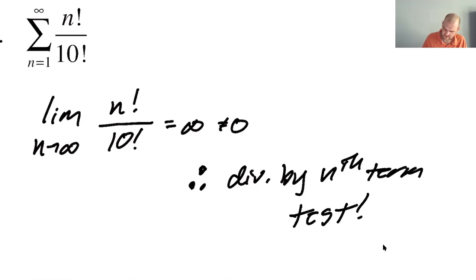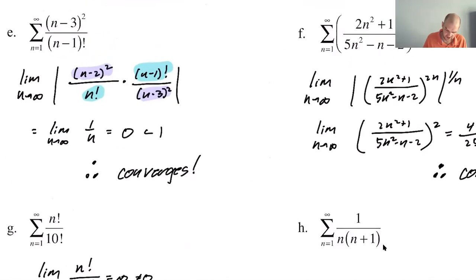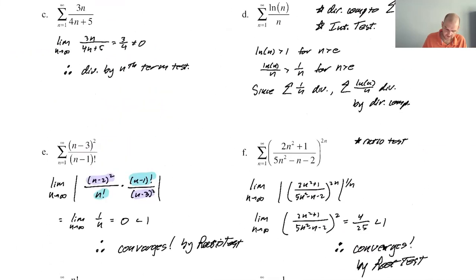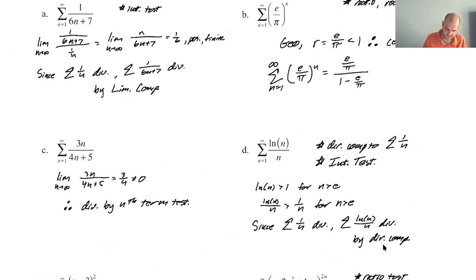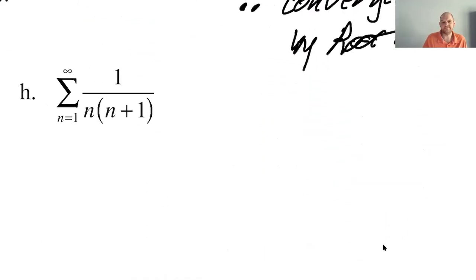Am I always naming the test? I don't know. No, I'm not. By ratio test. By root test. I hope I did it for the other ones. Direct comparison, nth term test, geometric. Look at that. Good work. All right, this one, a lot of options.